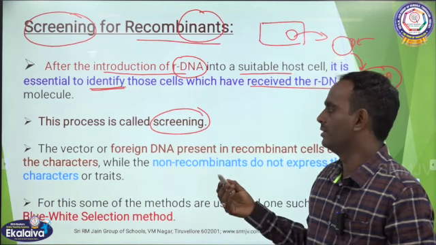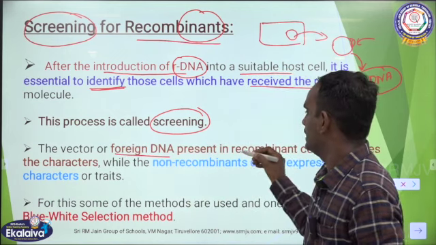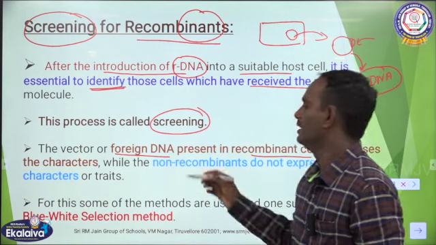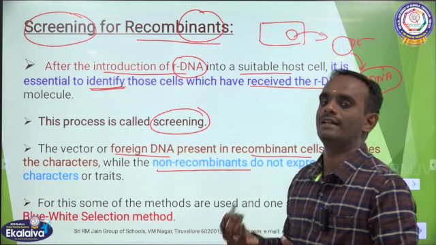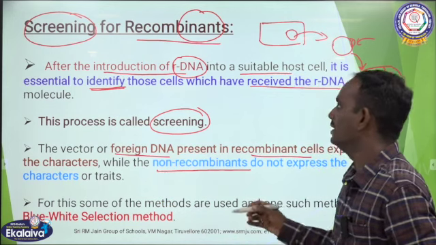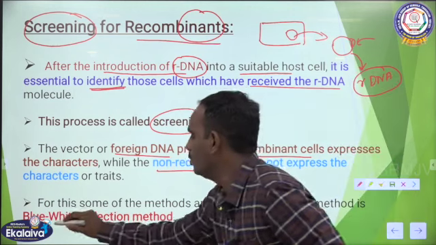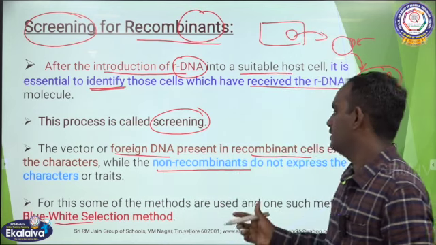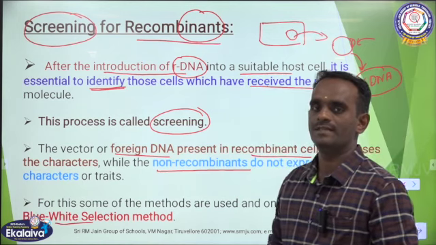Clear children? The vector or foreign DNA present in recombinant cells expresses the character, while the non-recombinant cells do not express the character or trait. For this, some methods are used for screening. The first one is the blue-white selection method, a method used for screening of recombinants. Shall we move?